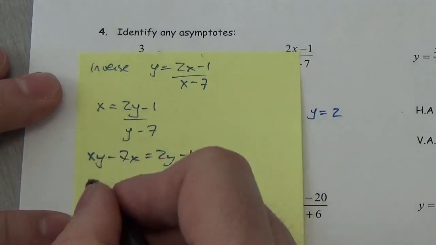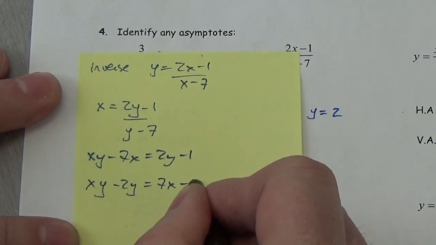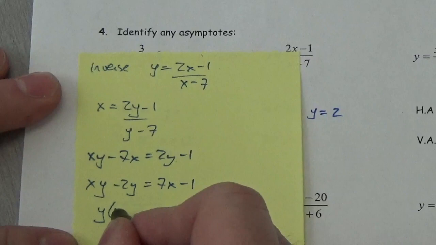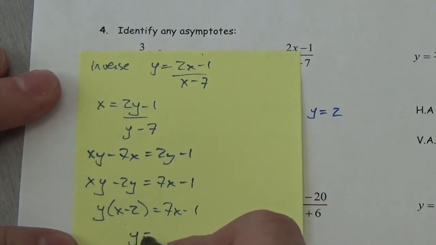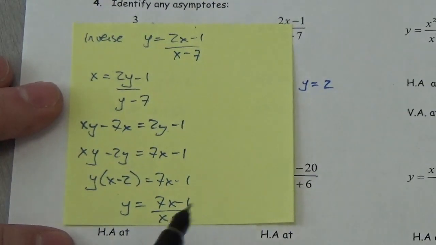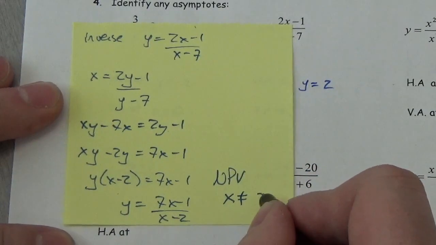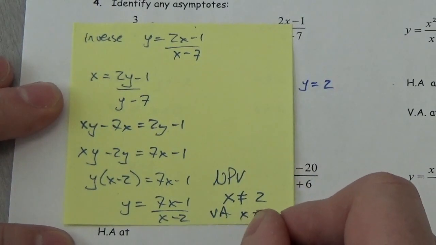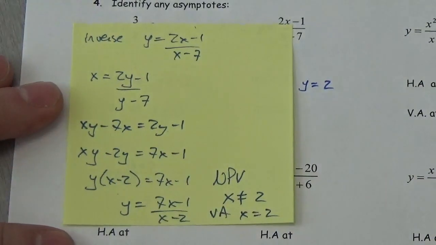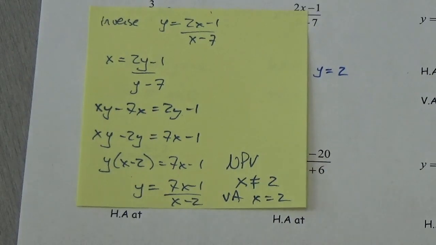Okay, now I'm going to bring the y terms over. And I'll bring the x term over. Factor out the y. Okay, equals 7x minus 1. And then when I divide 7x minus 1 over x minus 2, I'm going to get that this has a non-permissible value, an NPV, x can't equal 2, which means the vertical asymptote here is going to be x equals 2, which means, okay, the horizontal asymptote of the original function must be y equals 2.